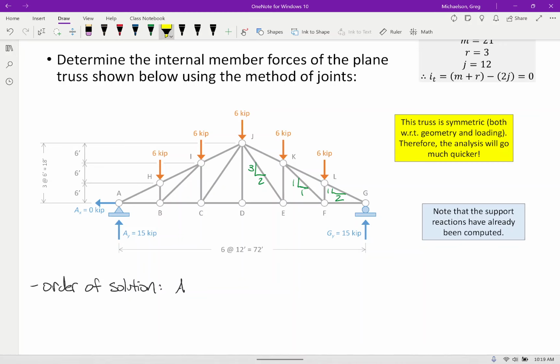Once we get done with that solution, what truss members are we going to know after joint A? AB and AH. Okay, so let's highlight those. So this is AB and AH. Somebody help me out. What's the next one we should do? H. Okay, and AH is going to give me which two members? HB and HI. Okay. So now what do I do? B. And B is going to give you BI. There you go. BC. Now which one?